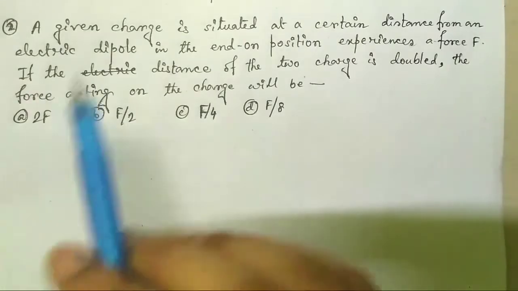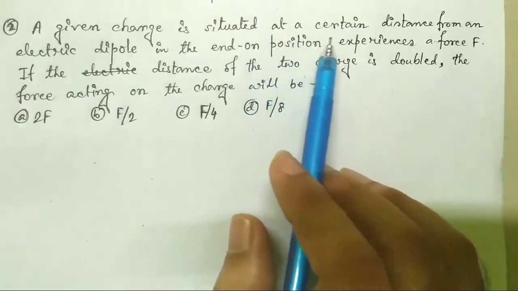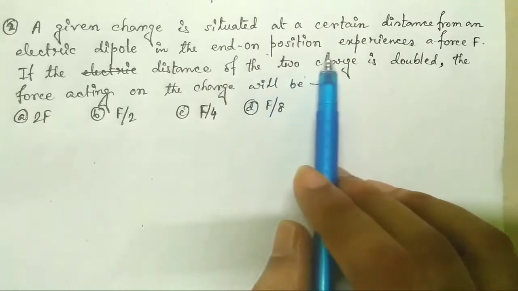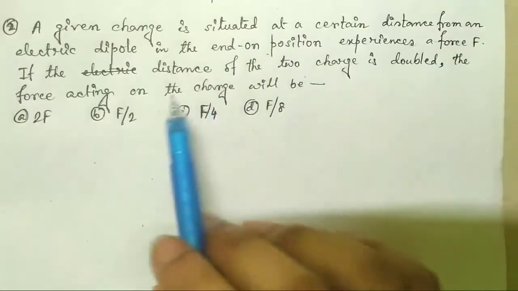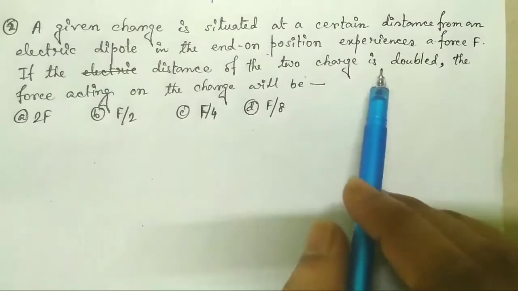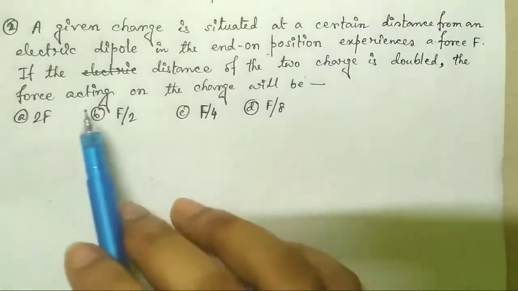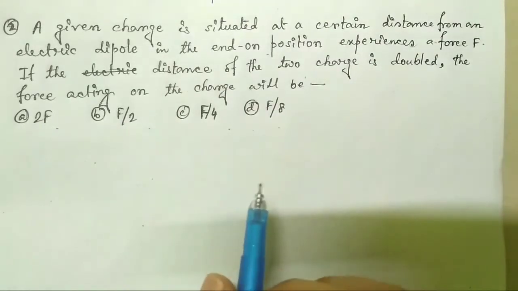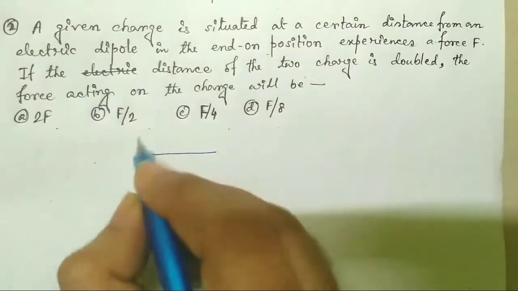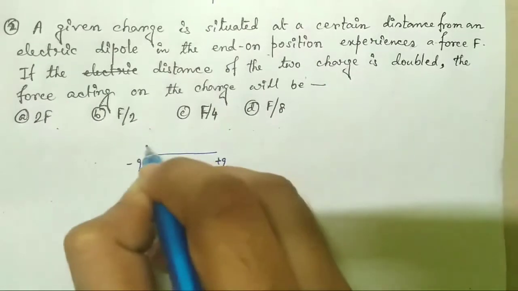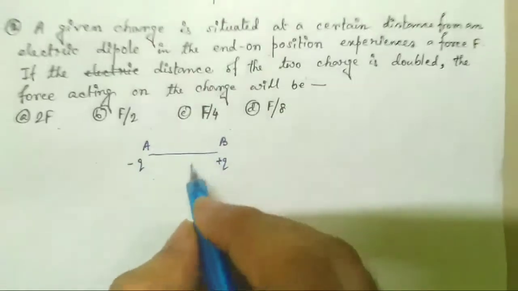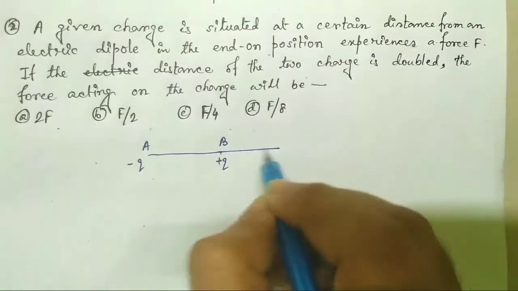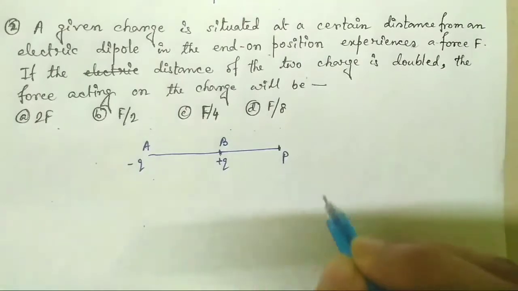Question number 2. A given charge situated at a certain distance from an electric dipole in the end-on position experiences a force F. If the distance of the two charge is doubled, then the force acting on the charge will be twice F, F by 2, F by 4, F by 8. Suppose this is the dipole minus Q plus Q placed at points A and B. This is a point P.